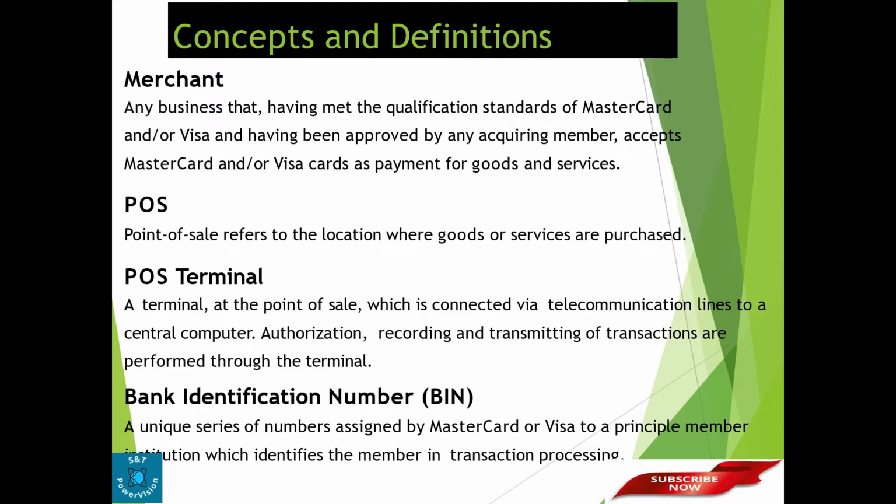Now, what is a bank identification number? A unique series of numbers assigned by Mastercard and Visa to principal member institutions, which identifies the member in transaction processing. So BIN: suppose we are holding any credit card. If you look at the front of the card, the first six digits from the left side are called the BIN. It is always unique for a particular product of a particular bank. Just take an example, we are holding the cashback card of Citibank. There the first six digits will be unique, or for a rewards card from Citibank. In that scenario, the first six digits will be unique for a particular product of a particular bank.